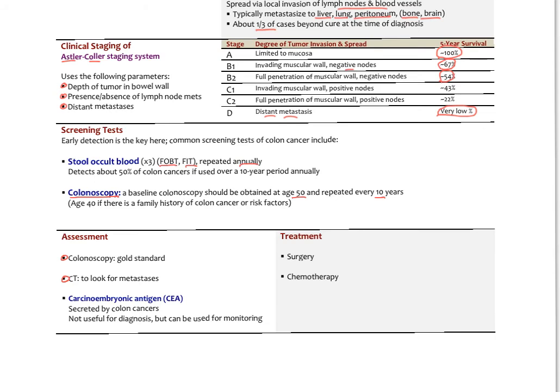And then there is a marker, CEA, that's secreted by colon cancers. We can't use it for diagnosis because it's non-specific. But once colon cancer is diagnosed, it can be used for monitoring. And then surgery and chemo are currently the major options for treatment. So that's colon cancer. Again, the key here is early detection.